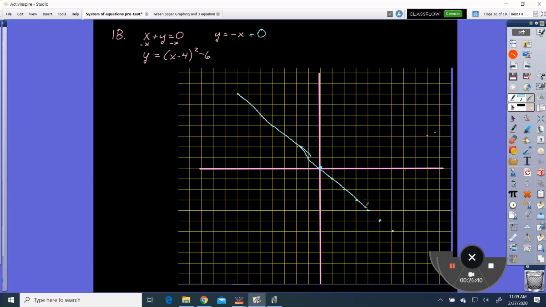Should have used a ruler. Anyways, you get the general idea. Now this next one, it's going to have a vertex of (4, -6).